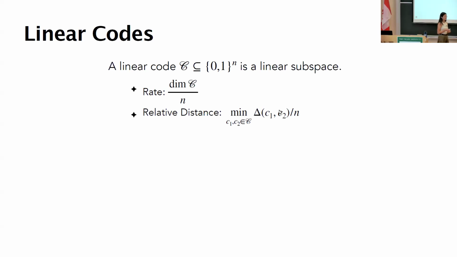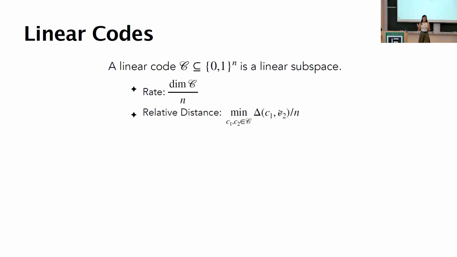Yeah, so a linear code is just a linear subspace. And the two parameters people are usually interested in are rate and distance. Rate is like the size, it asks what the size of the code is. So it's going to be the dimension of the code over n. It's going to be a number between 0 and 1. The bigger the rate, the better. We're going to shoot for just a positive constant.